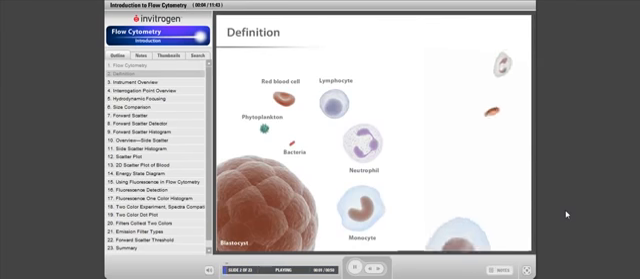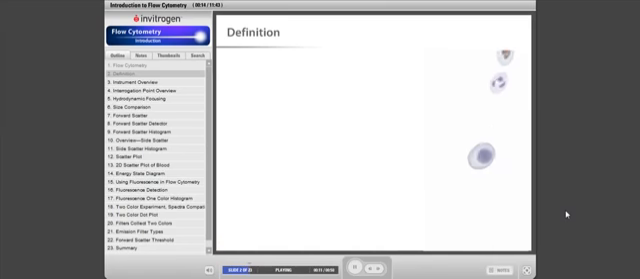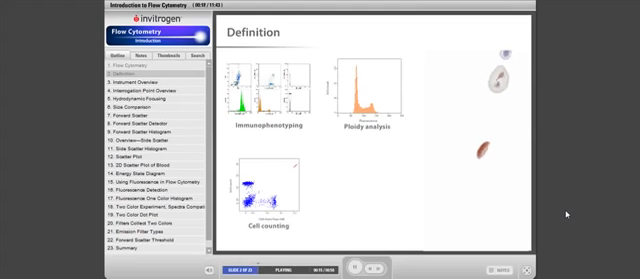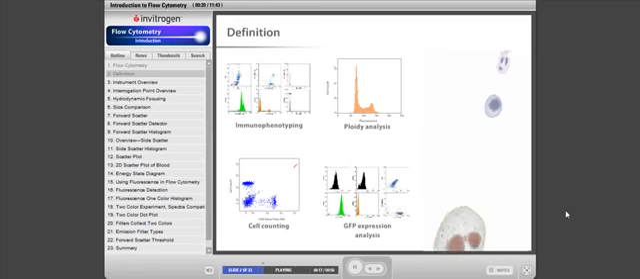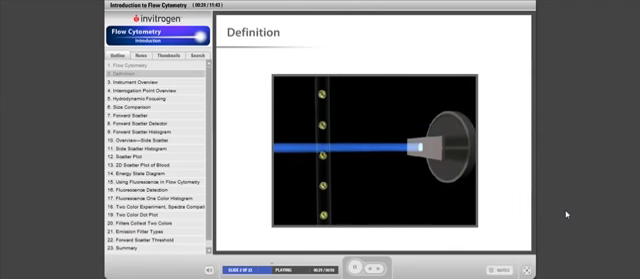Flow cytometry is a powerful technique for the analysis of multiple parameters of individual cells within heterogeneous populations. Flow cytometers are used in a range of applications, from immunophenotyping to ploidy analysis to cell counting and GFP expression analysis. The flow cytometer performs this analysis by passing thousands of cells per second through a laser beam and capturing the light that emerges from each cell as it passes through.